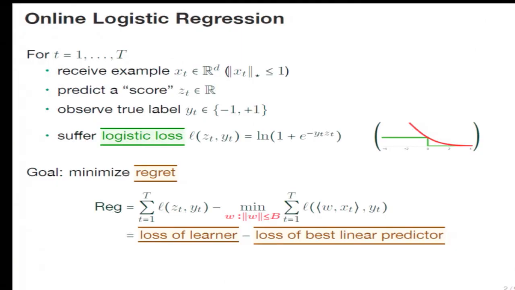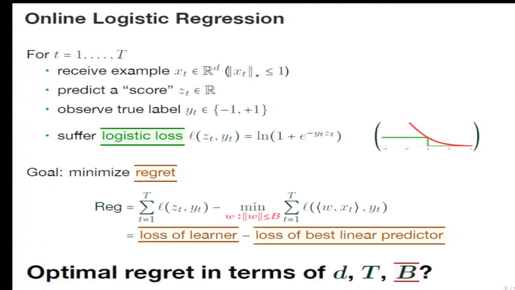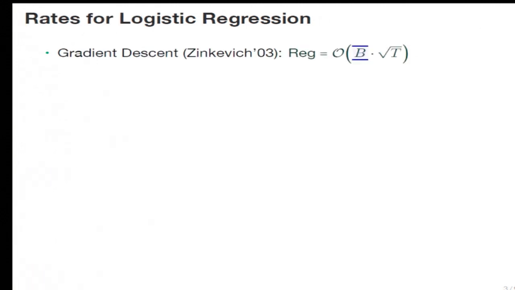We're going to measure performance with the usual notion of regret, and the only important detail here is that we're comparing with the benchmark, which is the set of all linear functions with norm bounded by B. What we're interested in is how optimal regret for this setting is determined by the dimension d, the number of time steps T, and, in this case, we're most interested in the dependence on the norm bound B.